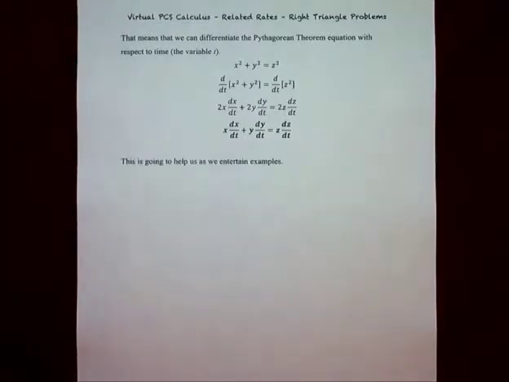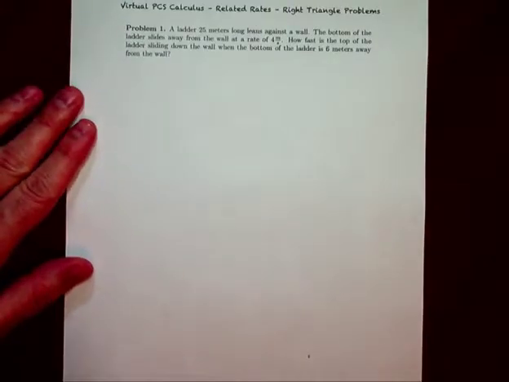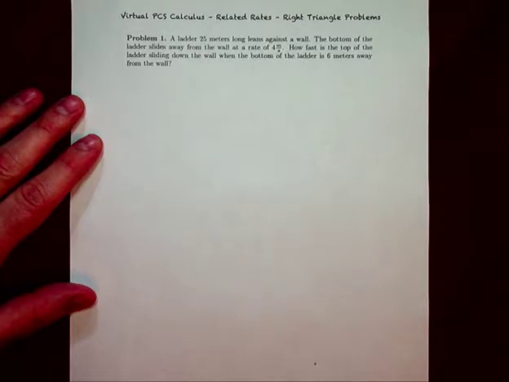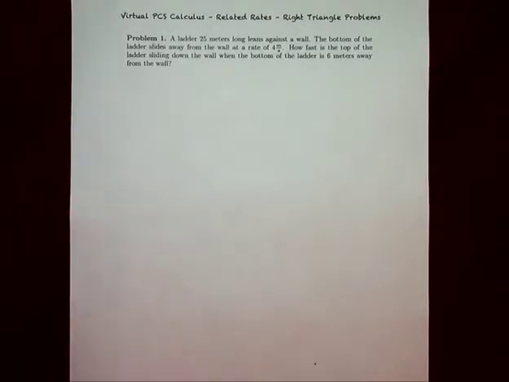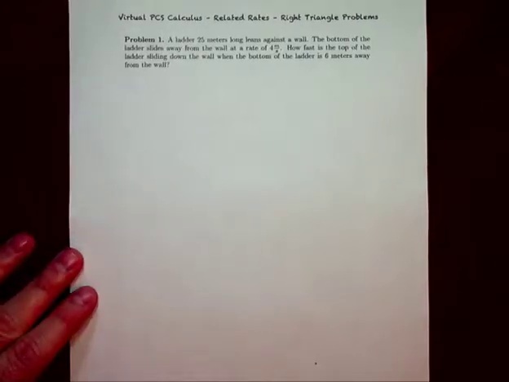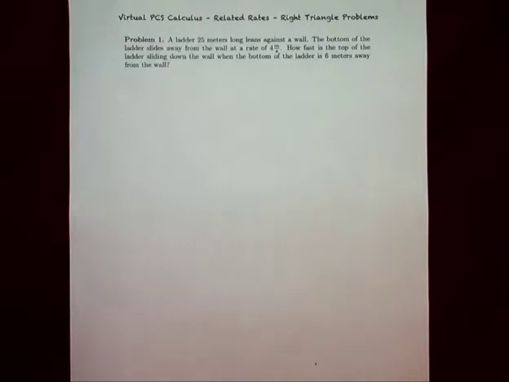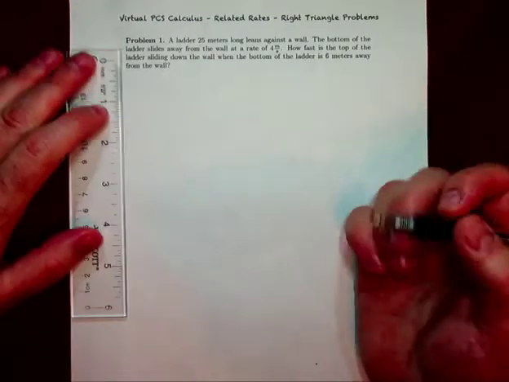All right, well, let's go ahead and jump in with some examples, and we'll do all of these according to the same method. Now, a ladder of 25 meters long, that's a long ladder, is leaning against a wall. The bottom of the ladder slides away from the wall at a rate of 4 meters per second. Everybody's worst nightmare when they're up on a ladder, right?